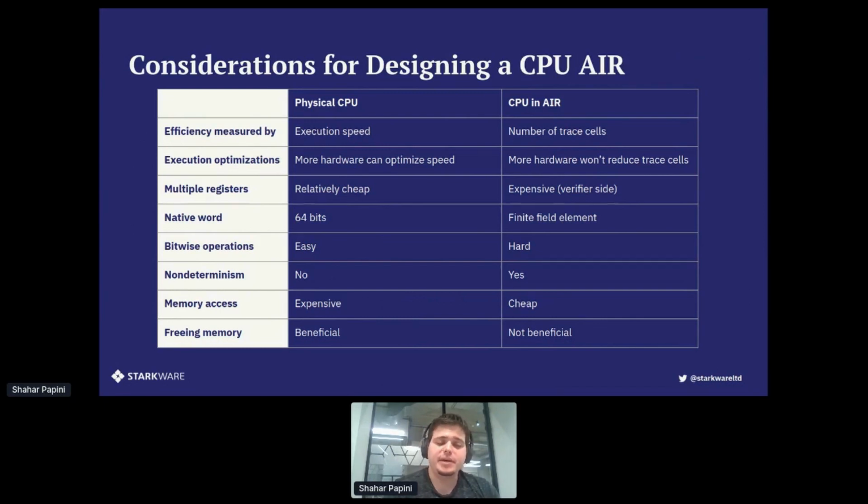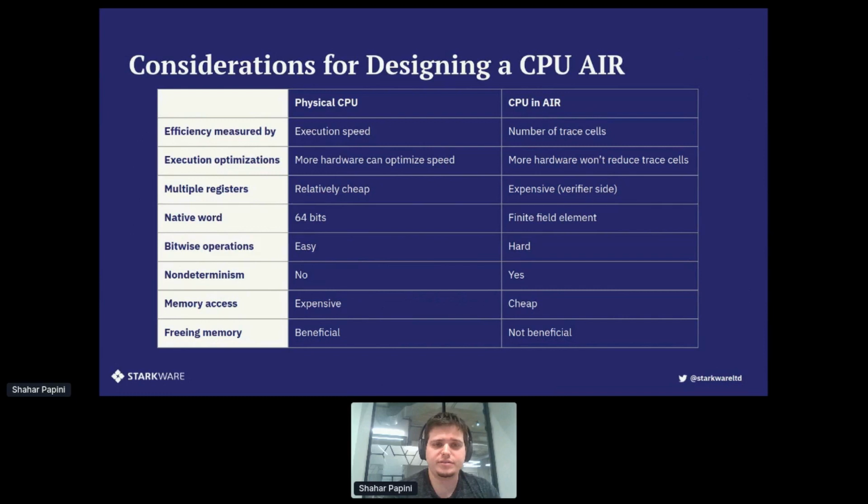Another aspect is the memory. Memory is also very different. Memory access is usually expensive in CPUs. It has a large delay with respect to other operations. In AIR, it turns out it's relatively cheap to access memory. It's not that expensive.